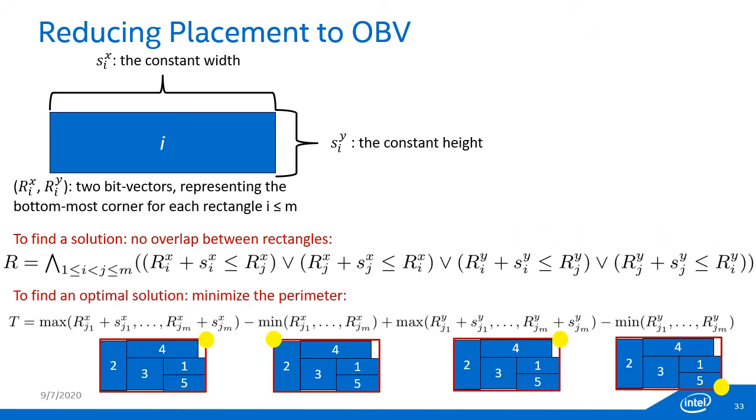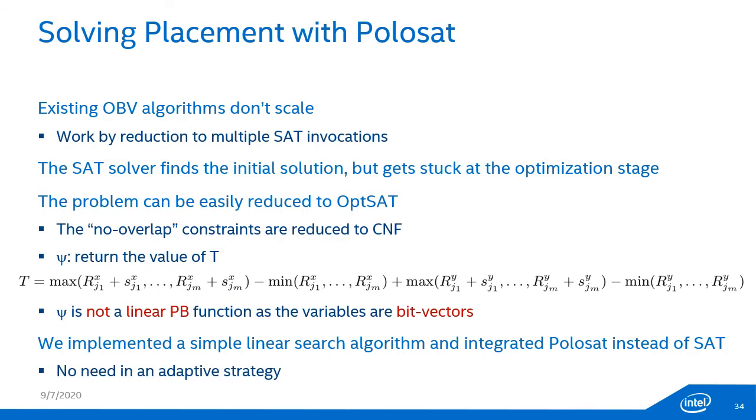And in order to find an optimal solution, we need to define an expression for the perimeter T. And you can see the expression here. So we take the maximal x value minus the minimum x value plus the maximum y value minus the minimal y value. And that's essentially it. We can also double it, but it doesn't matter in order to find the perimeter per se. But this is our optimization target T in this case for the OBV solver.